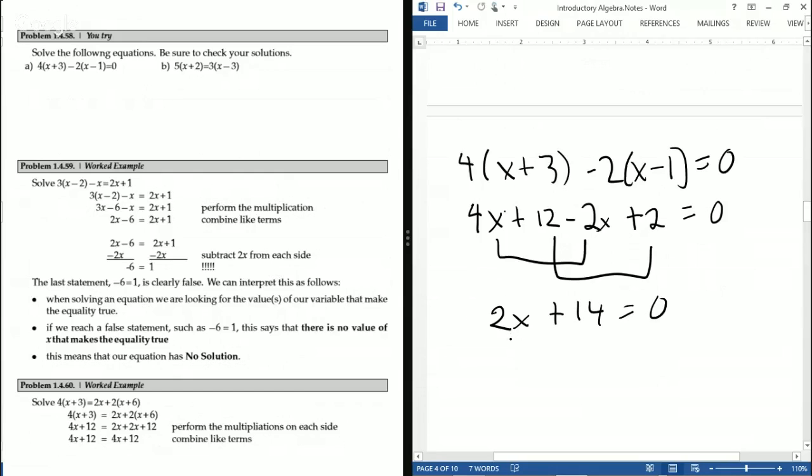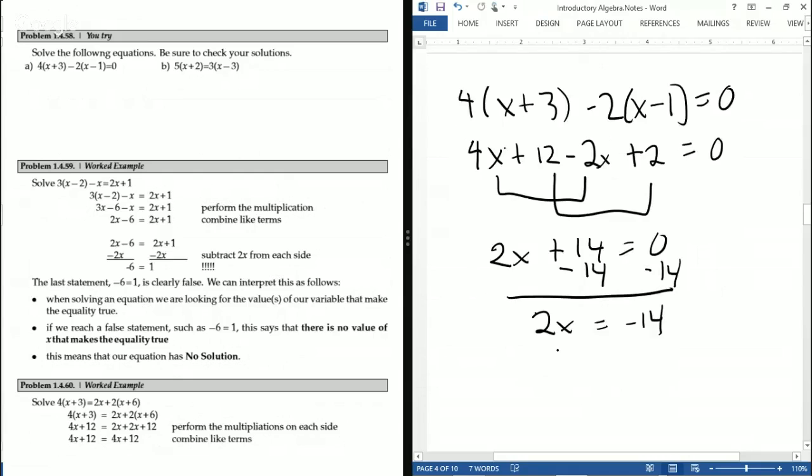I need to isolate my x term, so I have to subtract 14 from both sides. It turns out that I get 2x equals negative 14, and now divide both sides by 2. X is equal to negative 7.